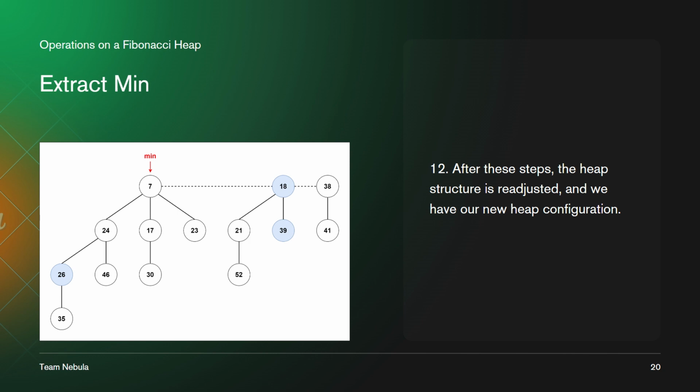So in essence, the extract min operation ensures that we efficiently find the smallest value, remove it from the heap, and then maintain the structure of the heap so that the min heap property holds true. This keeps our Fibonacci heap in good shape for further operations as well.